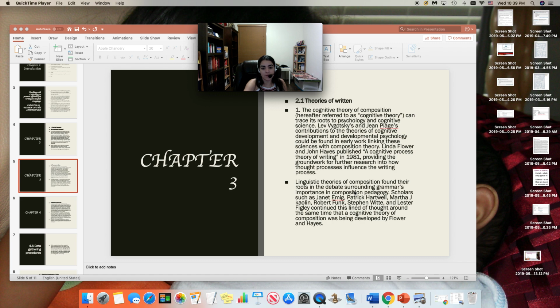Linguistic theories of composition found their roots in the debate surrounding grammar's importance in composition pedagogy. Scholars such as Janet Emig, Patrick Hartwell, Martha Kolln, Robert Funk, Stephen White, and Lester Faigley continued this line of thought around the same time that a cognitive theory of composition was being developed by Flower and Hayes.